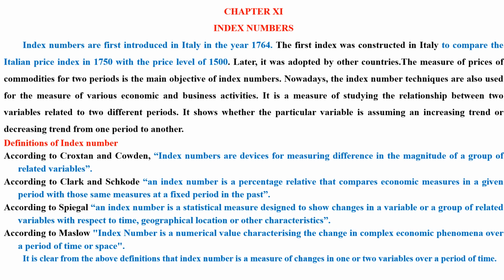3. According to Spiegel, an index number is a statistical measure designed to show changes in a variable or a group of related variables with respect to time, geographical location or other characteristics. 4. According to Maslow, index number is a numerical value characterizing the change in complex economic phenomena over a period of time or space. It is clear from the above definitions that index number is a measure of changes in one or more variables over a period of time.